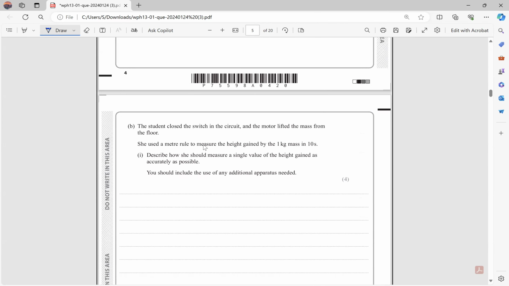And what the student is doing, she's trying to measure the height gained by the 1 kg mass, and she used a meter rule for that. Describe how she should measure a single value of the height gained as accurately as possible. You should include the use of any additional apparatus needed. Okay, so it's a 4 marks question.